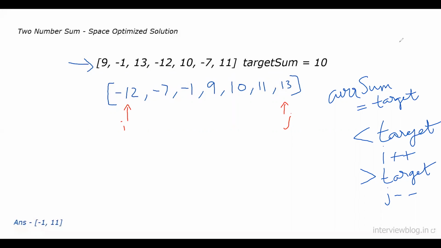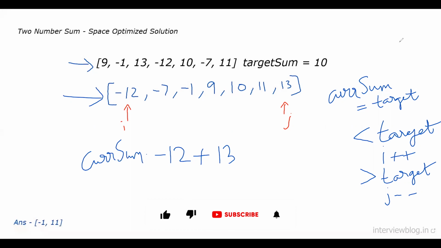Let us now see this example. So initially my ith pointer is pointing to the first element of the sorted array and my jth pointer is pointing to the last element of the sorted array. So I will be calculating the current sum as the sum of elements pointed by my ith pointer, which is minus 12, and the element that is pointed by the jth pointer, which is 13. So this is my current sum. So my current sum is now 1.